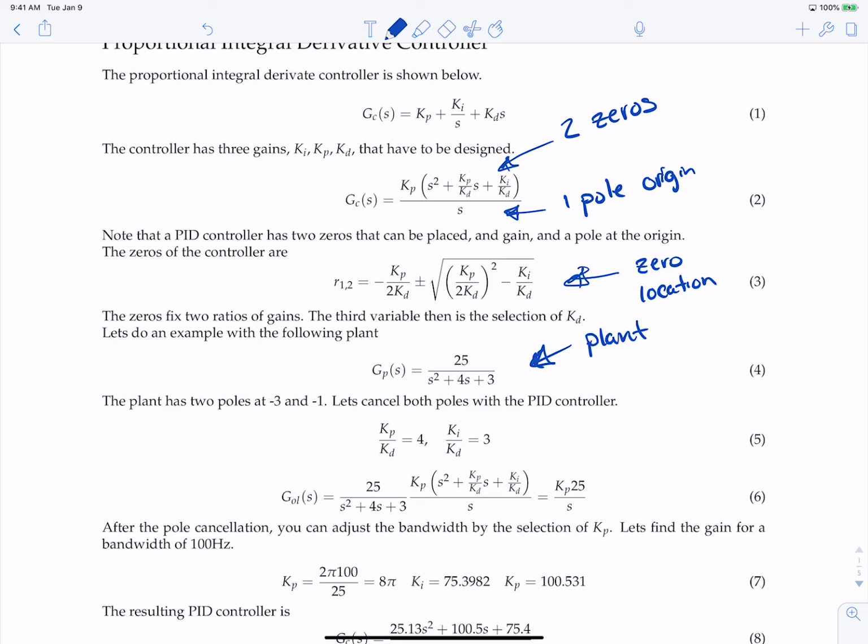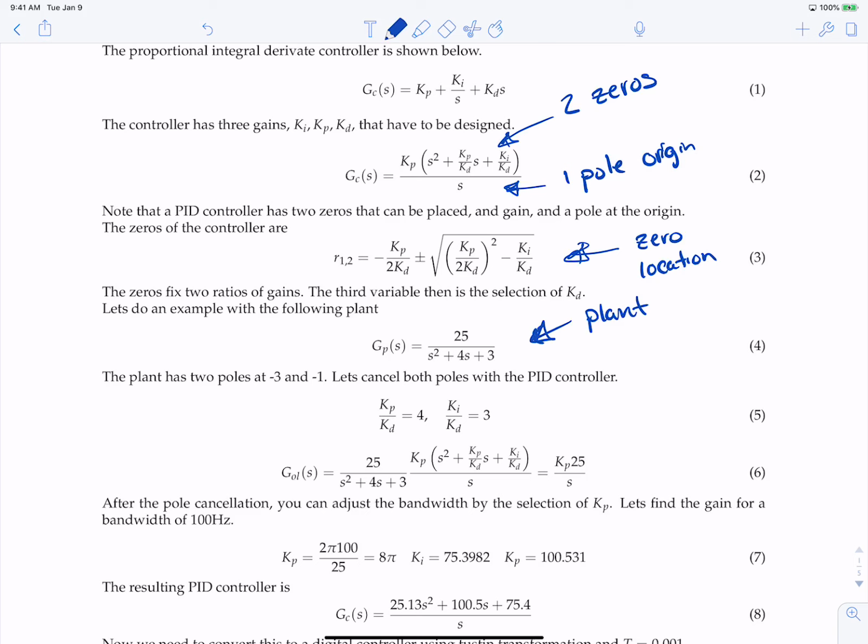So the first step is to show you how we can make a really stable controller and a very fast controller, with kind of infinite bandwidth if we want. And how we're going to do that is we're going to take these 2 poles and cancel them with the 2 zeros of the PID controller. So if we do that, we end up setting 4 equal to Kp by Kd and 3 equal to Ki by Kd. And if you go ahead and do that, you will cancel out.